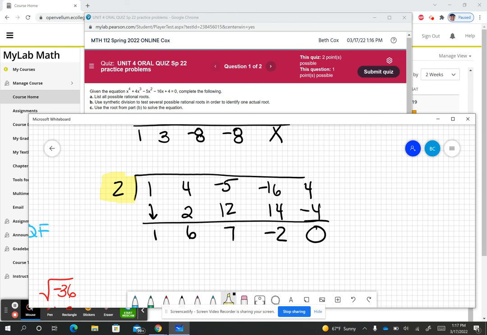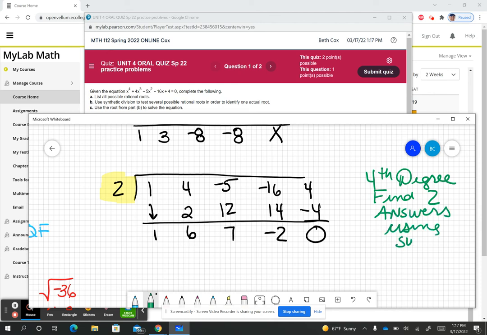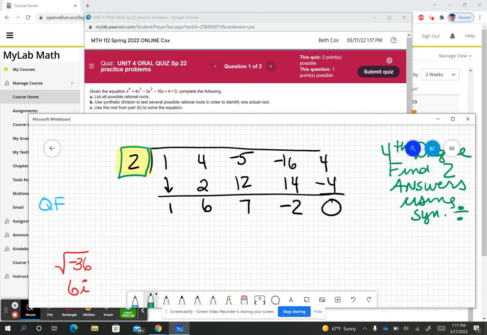So I have an answer. 2 is an answer. Now, this is a 4th degree polynomial. For 4th degrees, we have to do this twice. With a 4th degree, we find 2 answers using synthetic division. So the first one I've already found, which is 2. And so now I'm going to do synthetic division, but I'm not going to do it with the numbers I had before. I'm going to do it with these numbers.